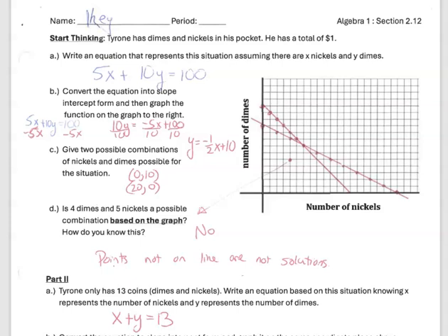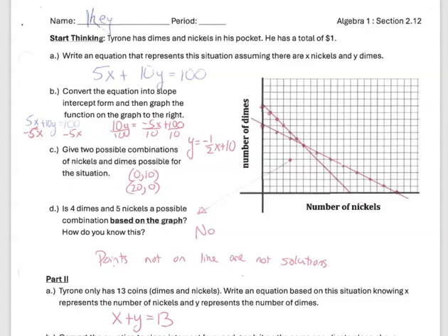Part B says convert the equation to slope-intercept form and then graph the function on the graph to the right. So we were able to get it in slope-intercept form by subtracting the 5x and dividing both sides by 10. You end up getting the equation y equals negative 1/2 x plus 10.